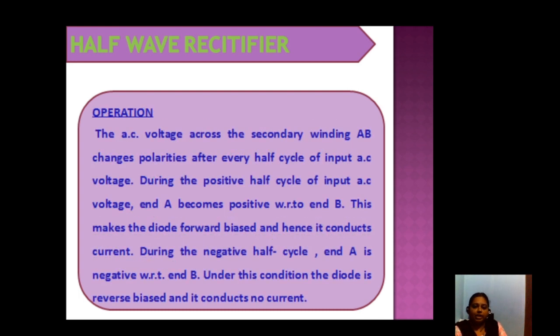The AC voltage across the secondary winding AB changes polarities after every half cycle of the input AC voltage. During the positive half cycle of input AC voltage, end A becomes positive with respect to B. This makes the diode forward biased and hence it conducts current. During the negative half cycle, end A is negative with respect to end B. Under this condition, the diode is reverse biased and it does not conduct current.